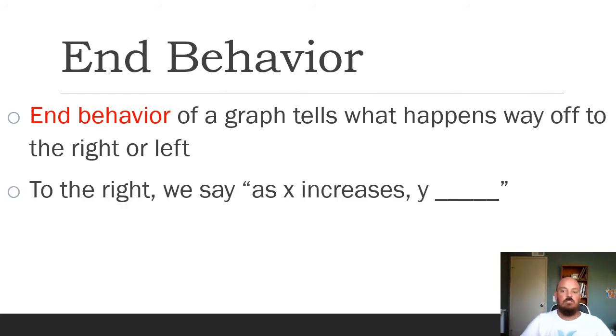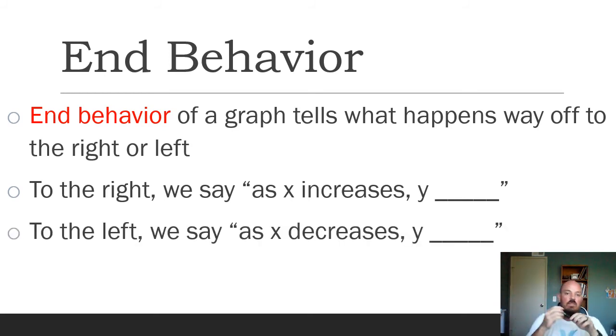And we frame our answer like this. We say as x increases, y blank, it does something. That's actually the right end behavior. Then on the left, we say as x decreases, y blank, and that describes the left end behavior. And when you get a picture in just a second, I'll show you what I mean by increasing and decreasing.